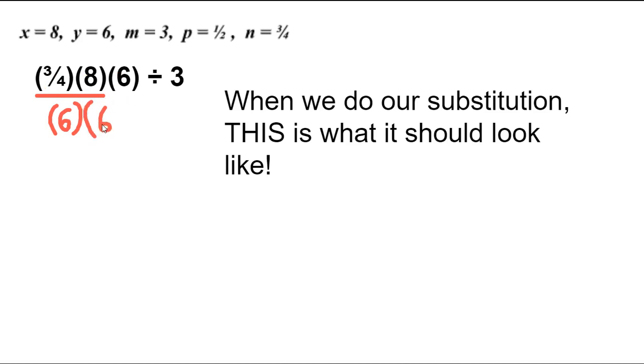So now I've got 6 times 6 divided by 3. And next up, I'm going to do 6 times 6. 6 times 6 equals 36. So now I got 36 divided by 3, and 36 divided by 3 is going to give me 12.